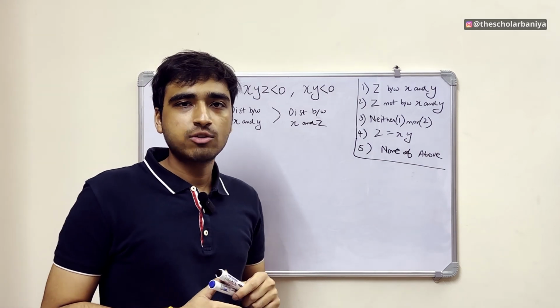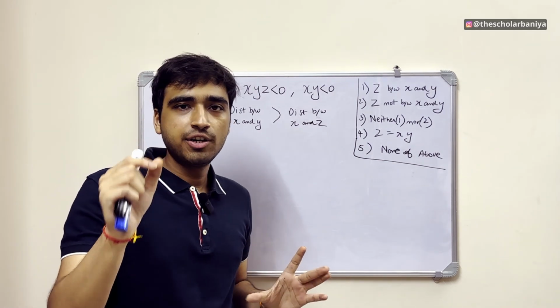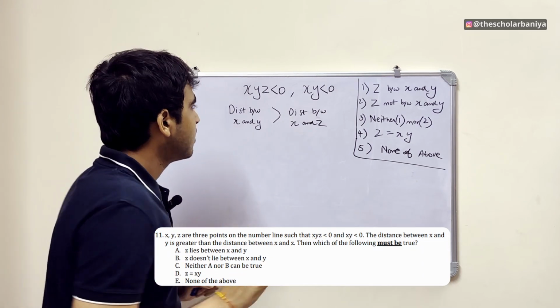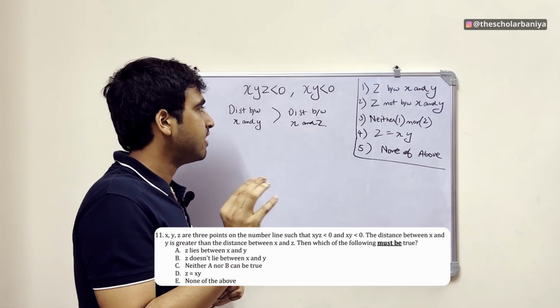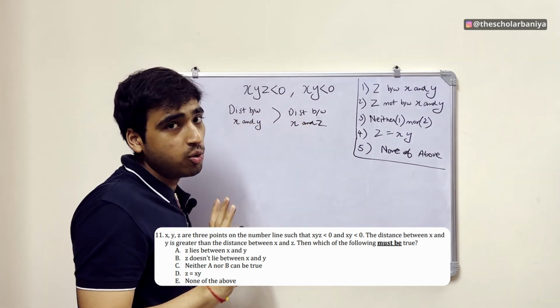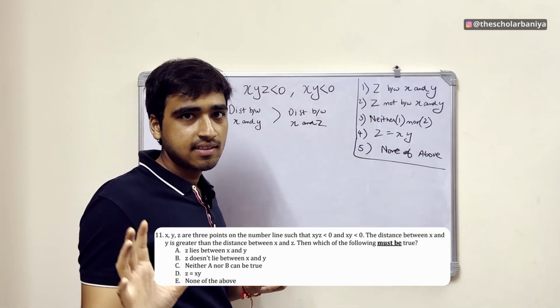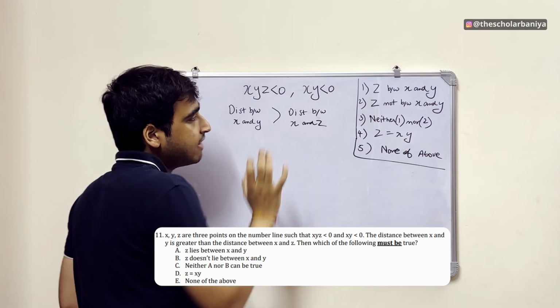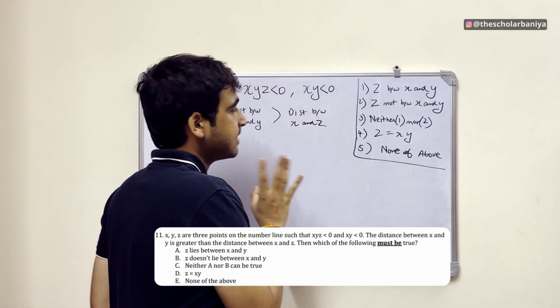So let's move on to the next question. If you can open the question in your PDF, right? The question is that there are 3 points x, y, z on a number line such that xyz is less than 0, xy is less than 0, and the distance between x and y is greater than the distance between x and z.